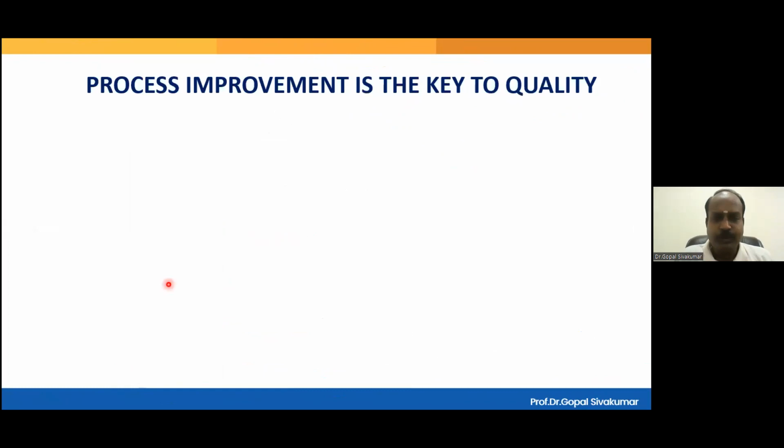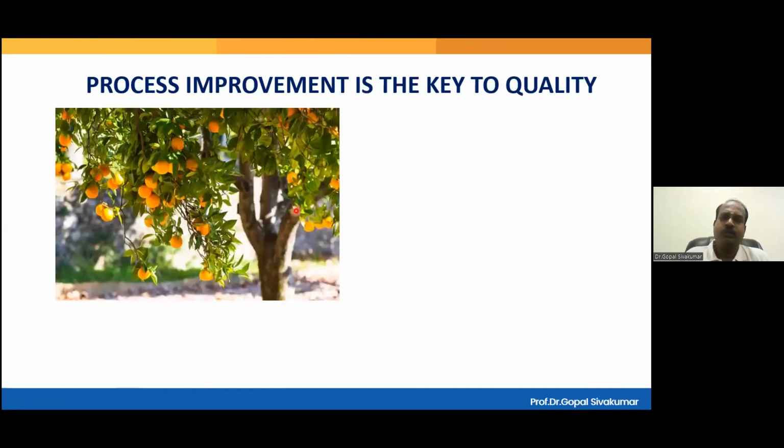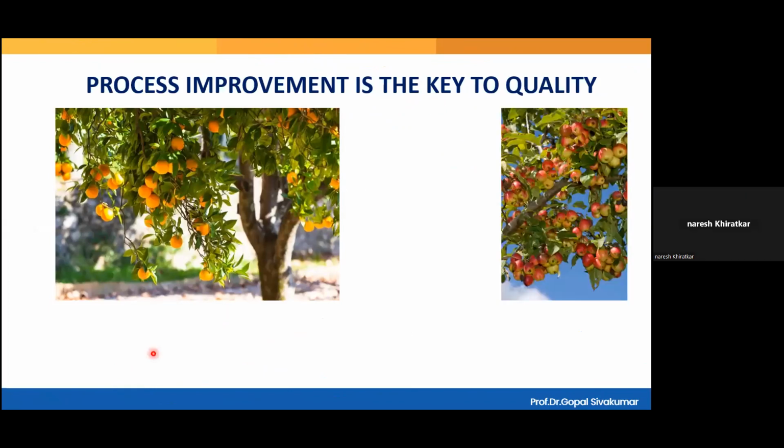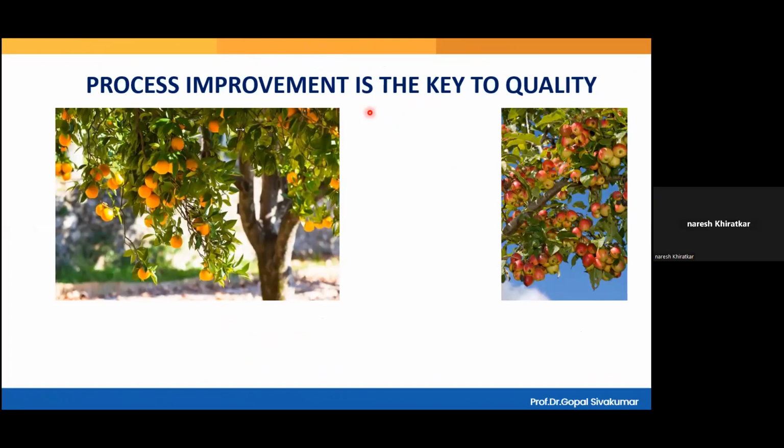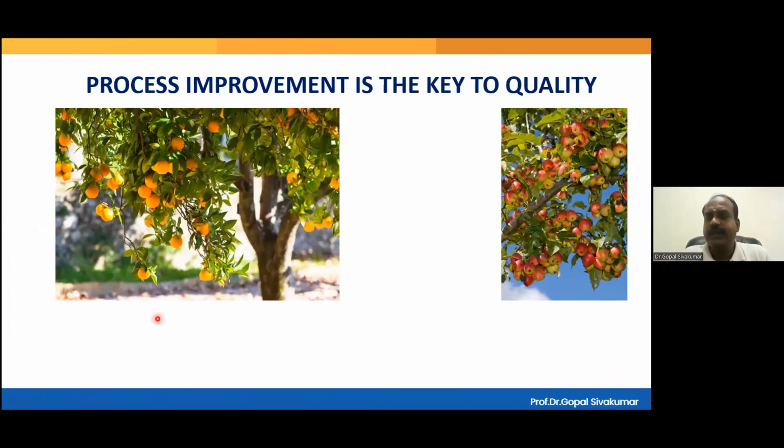Hope all of you can see that, right? So process improvement is the key to quality. Imagine you have an orange tree. What kind of fruits can the orange tree give? It can give orange fruits. But you want apple. Tell me, will you be able to produce apple from the orange tree? No, sir, impossible. Because an orange tree can only give oranges.